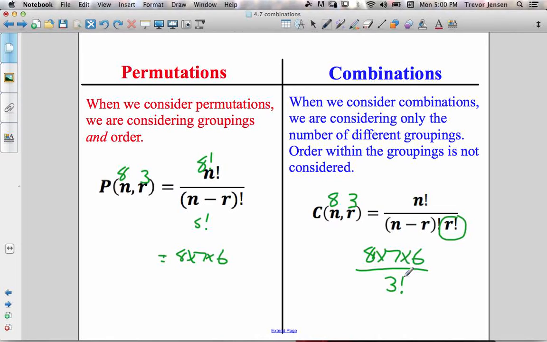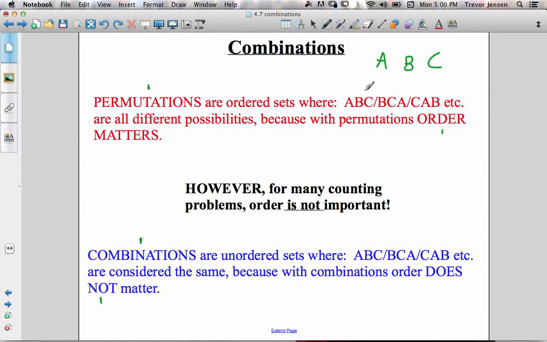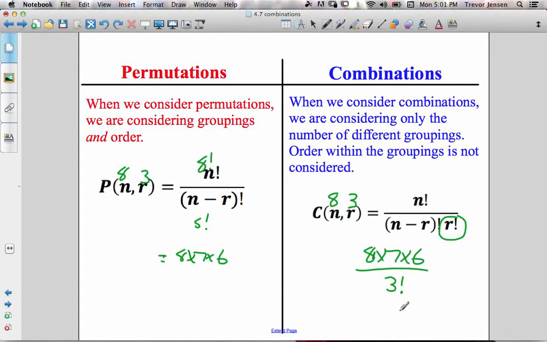So for each group of 3, we would have counted it 6 times too many, because for each group of 3, we could rearrange the letters in 6 different ways. So we would have counted each group 6 times too many, because these things would have been the same. ABC is the same as BCA, which is the same as CAB, which is the same as ACB, and so on. There are 6 ways I could rearrange those letters. That's why I have to divide by 6, or 3 factorial is how we calculate it. There are 6 different ways to arrange 3 objects.